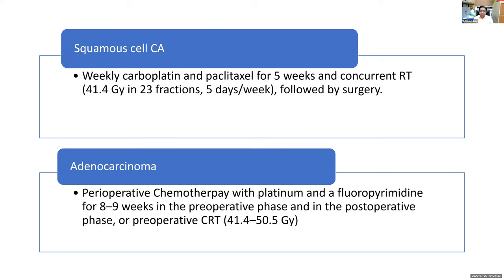The various chemotherapy regimens used depend upon the histopathology. If it is squamous cell carcinoma, it is usually carboplatin and paclitaxel. If it is adenocarcinoma, platinum and a fluoropyrimidine-based chemotherapy is given to these patients. And in both situations, concurrent radiotherapy is given. Usually it is fractionated, given 5 days a week, for around a month or so, and a total dose is calculated, which is delivered to them. It is around 41.4 grays, fractionated, as I just mentioned.